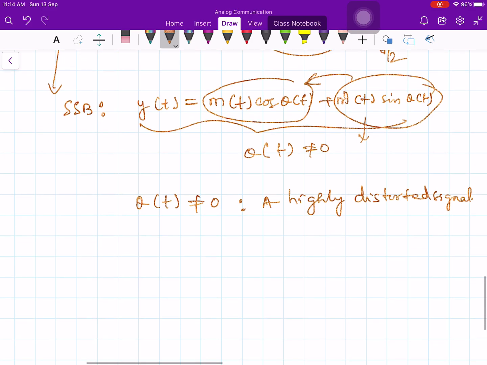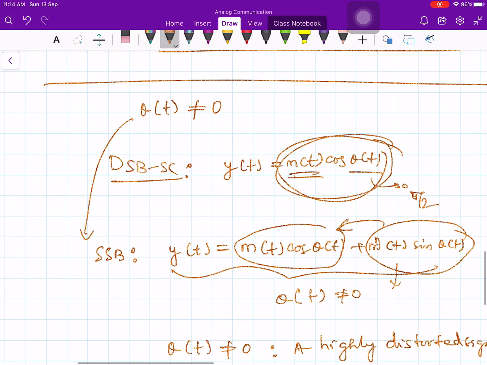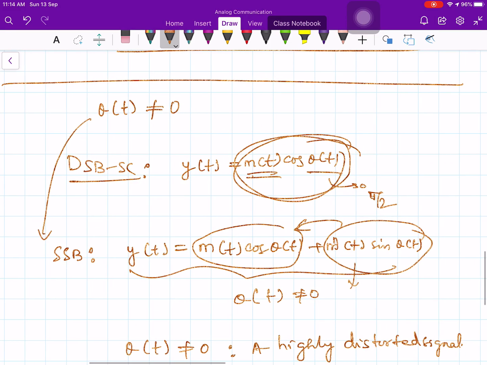So this shows that if I use a coherent demodulator for demodulating SSB signals, it will be even more sensitive to frequency and phase offset than the DSB-SC signal. After all, in DSB-SC you have only m of t times cos omega ct, but here you have one more additional term. The second term will add to the first term, and it is even worse in the coherent demodulator if the phase and frequency are not synchronized. That is something we have to keep in mind.